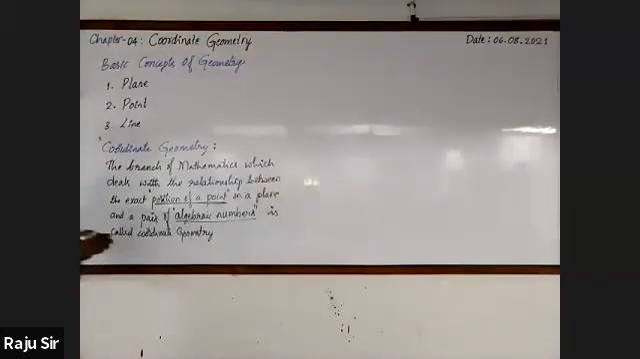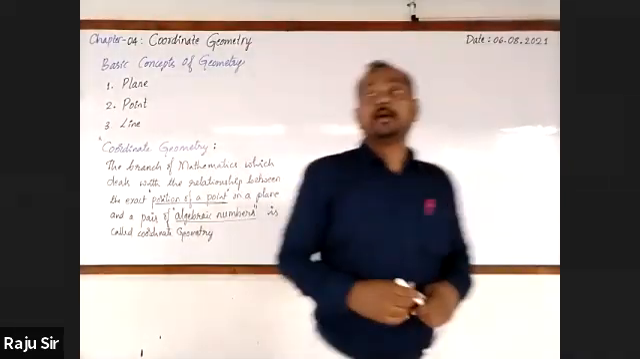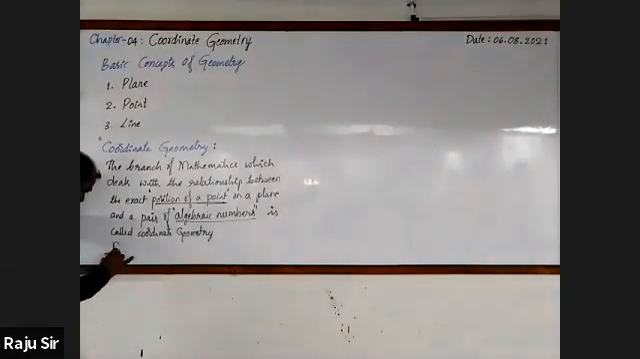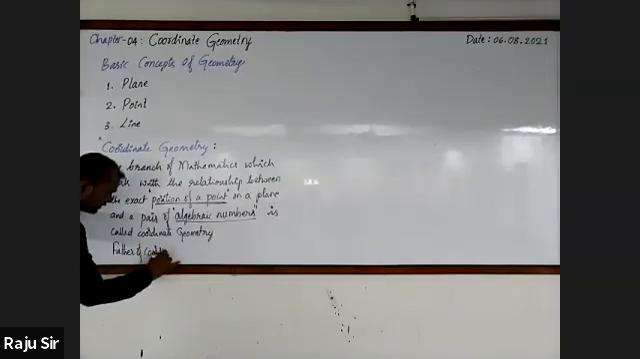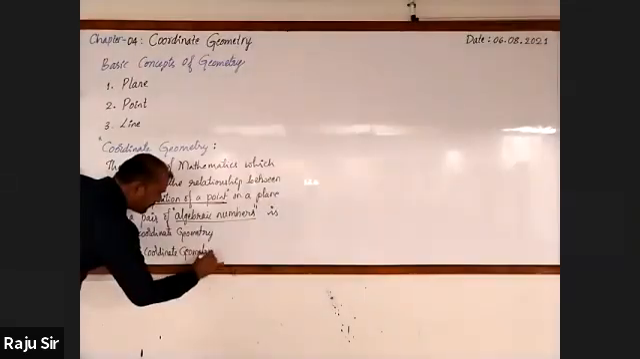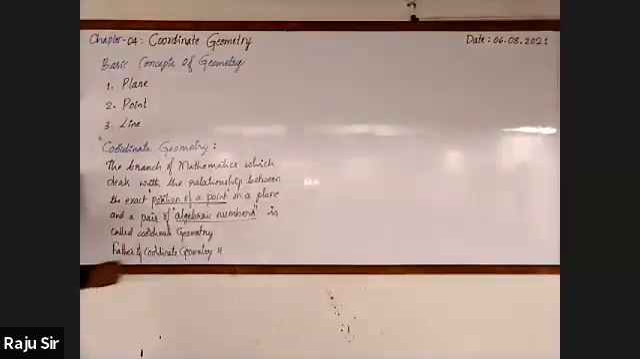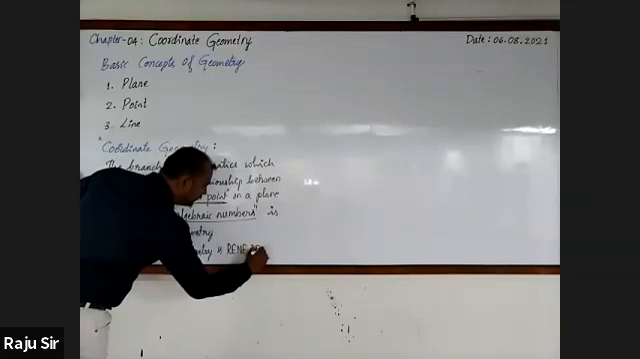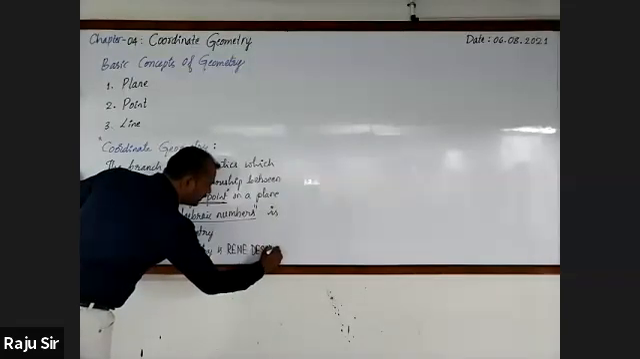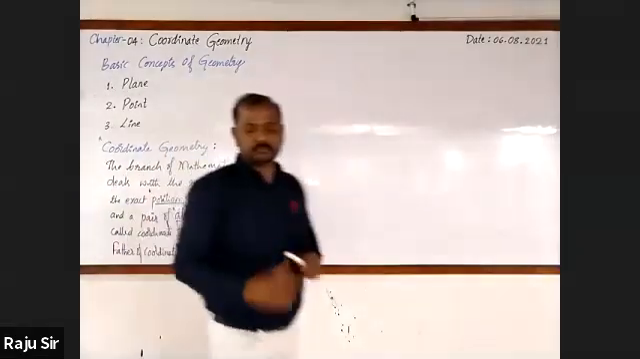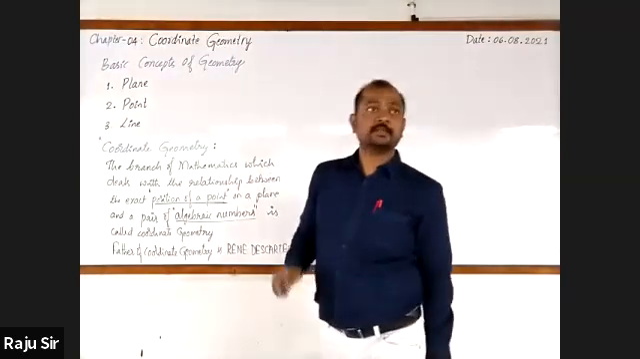Who is called the father of coordinate geometry? Rene Descartes. Father of coordinate geometry is Rene Descartes. R-E-N-E, then D-E-S-C-A-R-T-E-S. Rene Descartes. Next slide.